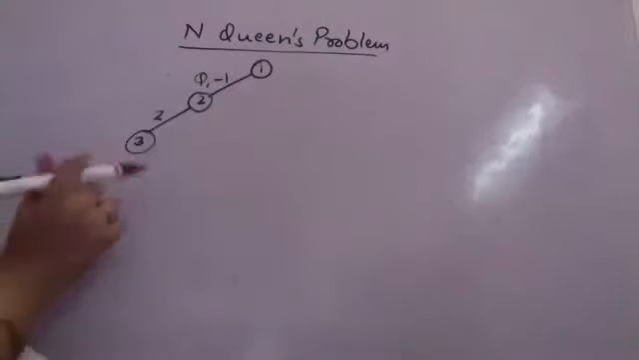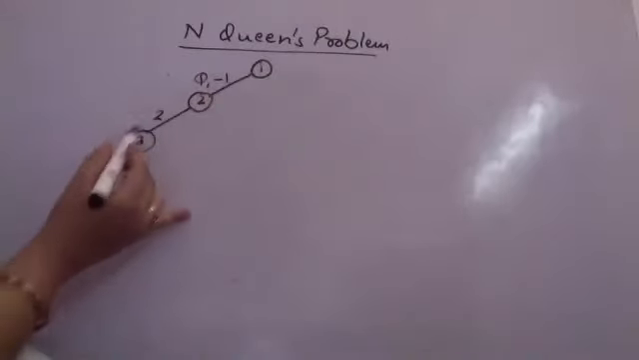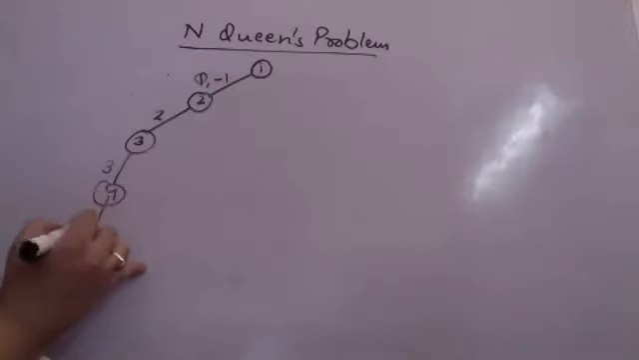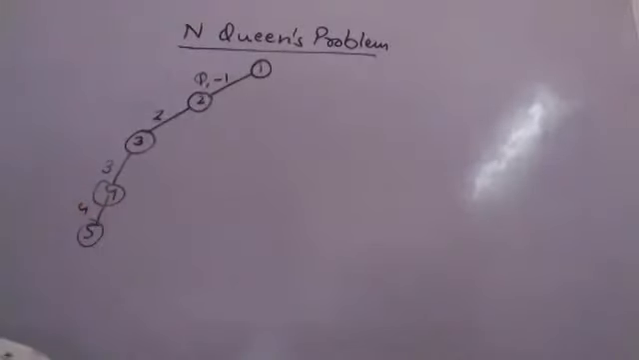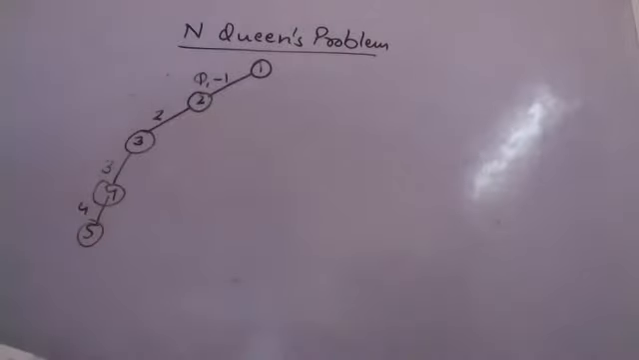Now this is only representing a possible solution: queen 1 is at 1, queen 2 is at 2, queen 3 is at 3, and queen 4 is at the 4th column. So they are all in different rows and different columns, but they are still in the same diagonal. So this is not a clear solution, but this is one possible solution. This is not the optimal or feasible solution that we need, but this is a possible solution that we might reach.